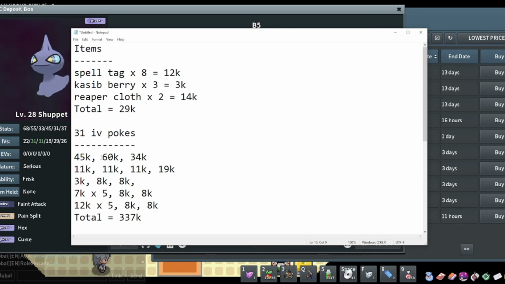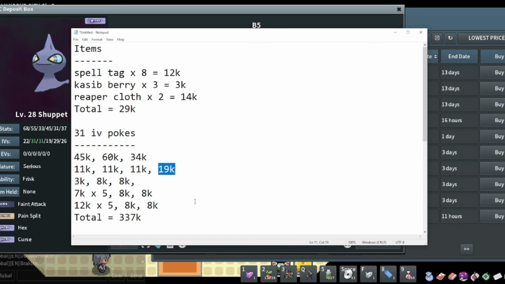Like I got a 2x31 Adamant with some other good stats with a Shuppet. So I think that goes easily for 60K. And then we've got 34K for the crappy one. Then we've got some other 31 IVs that go for quite a bit. The Shuppets with 31 attack, they go for a little bit extra because they're hard to reproduce and people need them for Frisk and Thief.